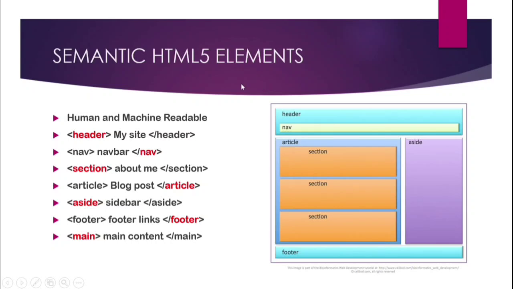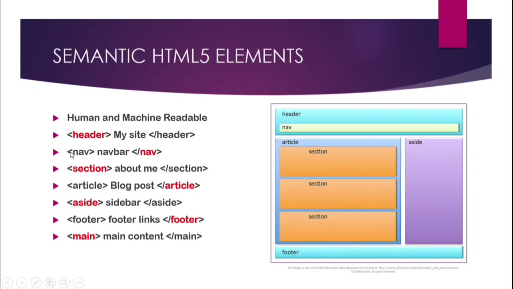So next we have the semantic HTML5 elements. What is this semantic? Semantic means human and machine readable. So we are able to understand the information, and at the same time the machine can also understand what tags we are mentioning here. We can see header. Header is the topmost place of any website. So it is one of the human understandable code, right? Header. Here I'm using my site as a name.